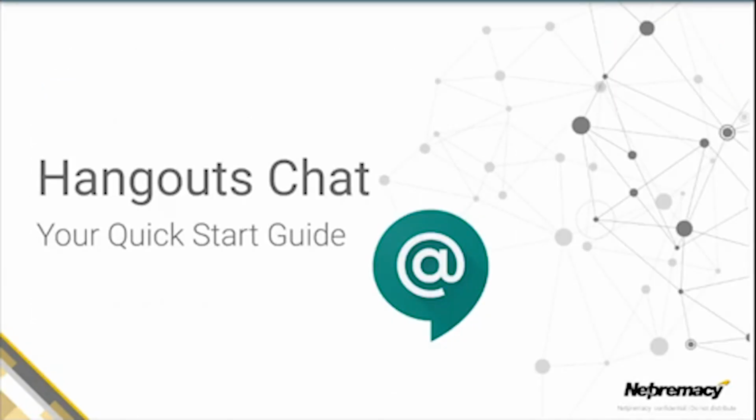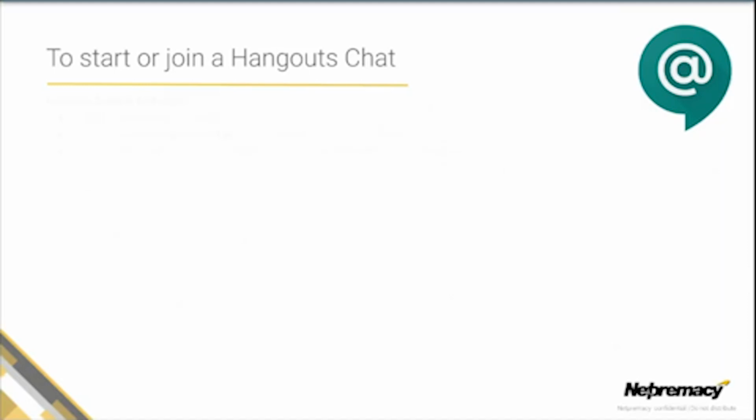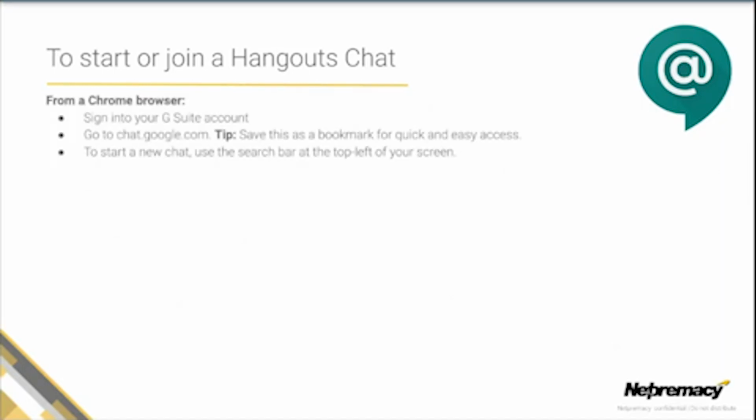Right, now we're going to take a look at Hangouts Chat. Again, we'll look at the interface both on Chrome and then on your mobile as well. To start or join a Hangouts Chat from your Chrome browser, you'll want to make sure that you are signed into G Suite. Then you can go to chat.google.com. Same tip applies: you can save this as a bookmark for nice, quick, and easy access.